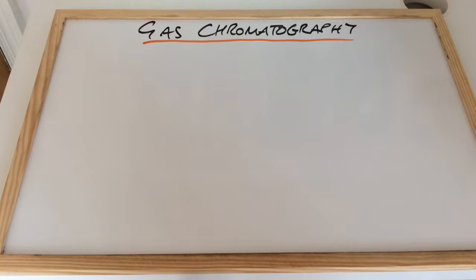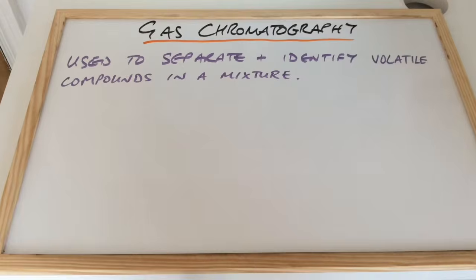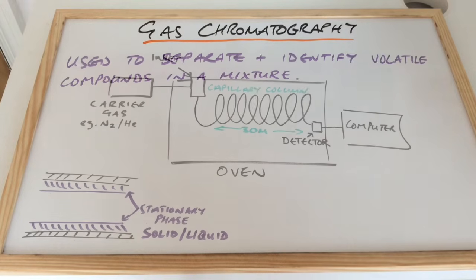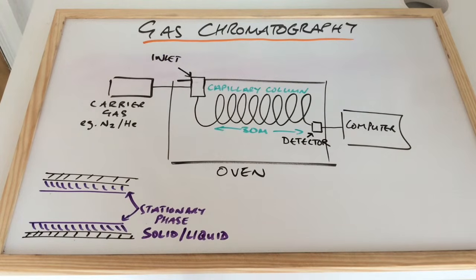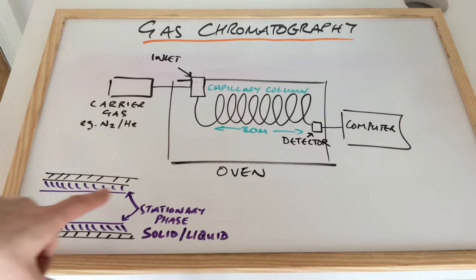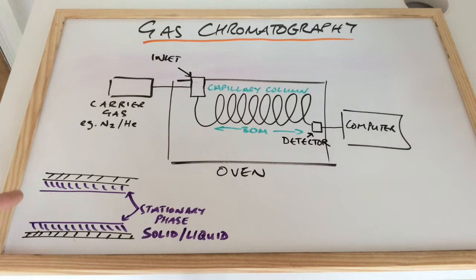In this video I'm going to look at gas chromatography, or GC for short. Gas chromatography is used to separate and identify volatile compounds in a mixture. And by volatile we mean substances with low boiling points. So I'll talk through this diagram on the board, and then we'll focus on this area here and talk about how the separation actually takes place.